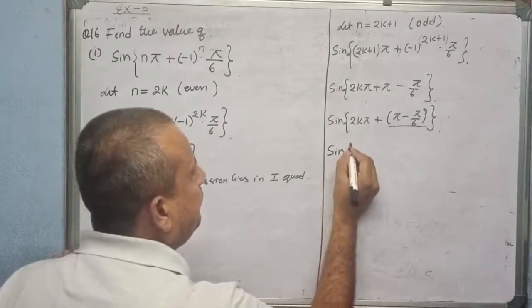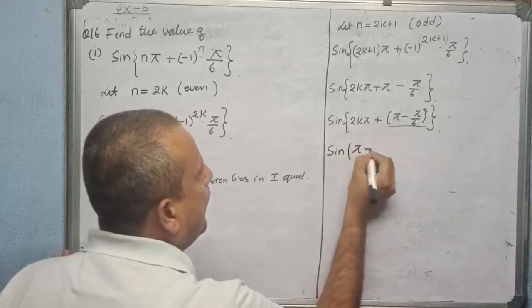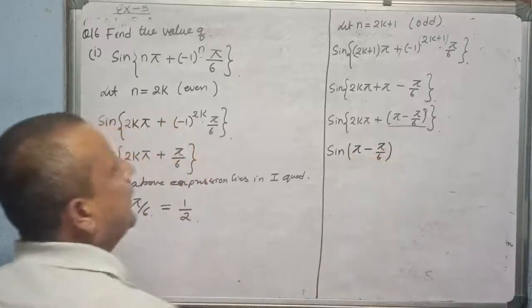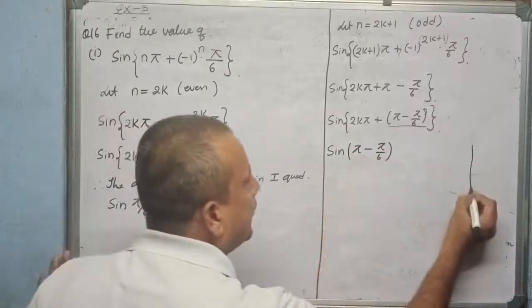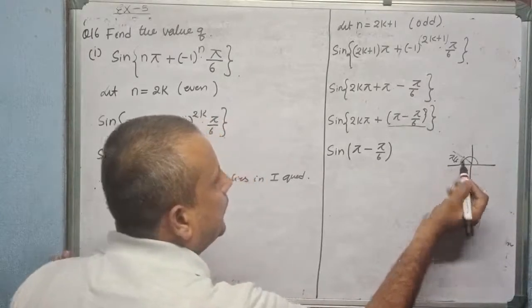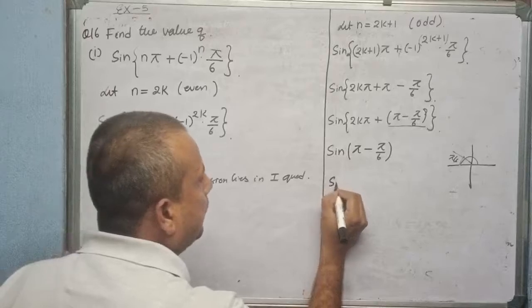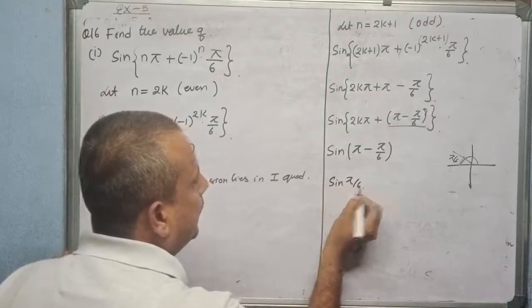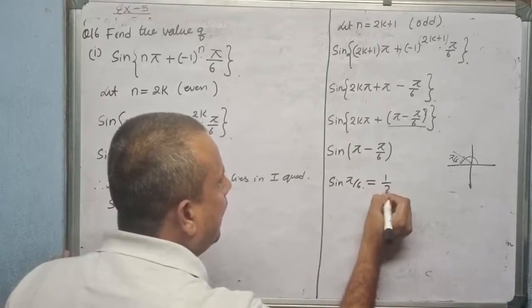Sine, in this case, the angle is pi minus pi by 6. Again, you have to consider this angle, pi minus pi by 6. Pi minus pi by 6 is in the second quadrant. In the second quadrant, again, the sign is positive. And the value of sine pi by 6 is half.